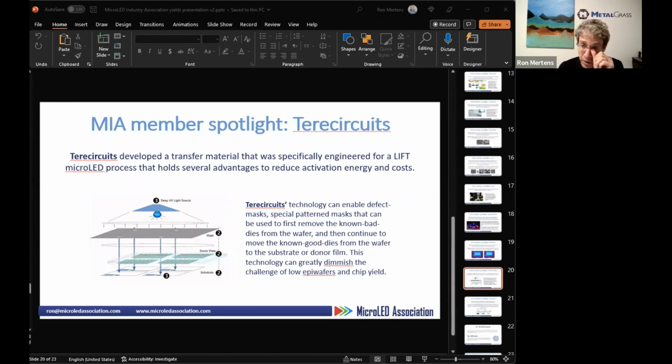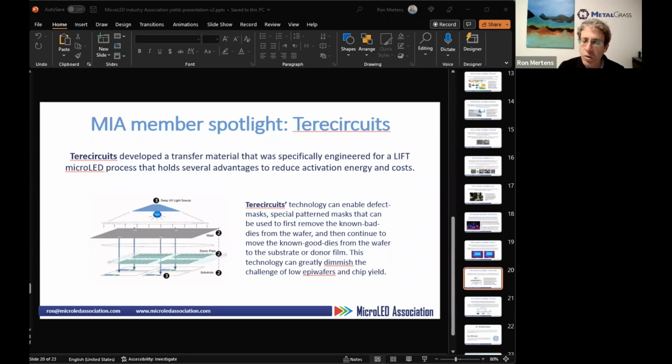Another interesting technology from US-based company Terrace Circuits. These guys developed a transfer process, or actually a material that adopts to a process based on their own material that was specifically engineered to support this kind of process, the LEAF process. We talked about this before, the laser removal process. So the LEAF process transfers LEDs from the donor film to the final substrates. That's the end of your transfer process. And the idea about the Terrace Circuits material is that it is sensitive to UV light, and as you shine light on it, it releases the LEDs, drops them, because the material dissolves.